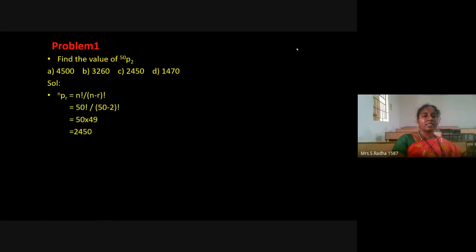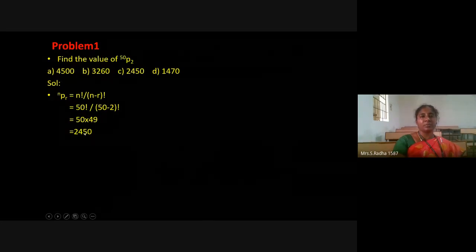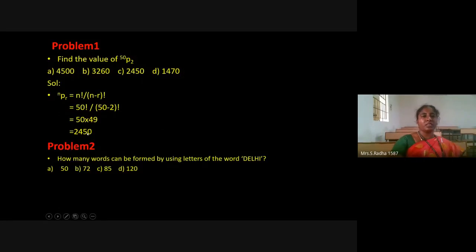If you calculate, 50 factorial by 48 factorial, up to 48 it will be cancelled in both numerator and denominator. We will be left with 50 into 49. When you multiply, the answer will be 2450. And option C is the correct answer.